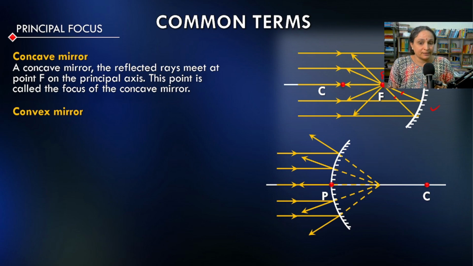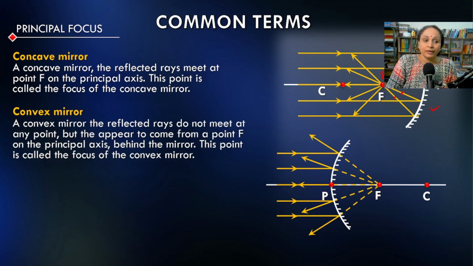What does it appear to us now? To us, it appears that all the reflected rays are brought to the back and they all appear to meet. They don't actually meet. They appear to meet at the focus. That means you will feel that all the rays are emerging out of the focus. So the point where all the reflected rays, if extended back, appear to meet is called the focus. Okay. Now, in a convex mirror, the reflected rays do not meet at any point but appear to come out of the point F on the principal axis, and that too behind the mirror. This point is called the focus of the convex mirror.